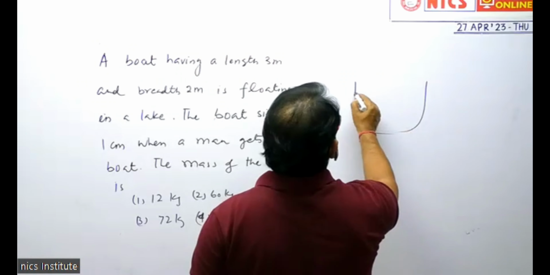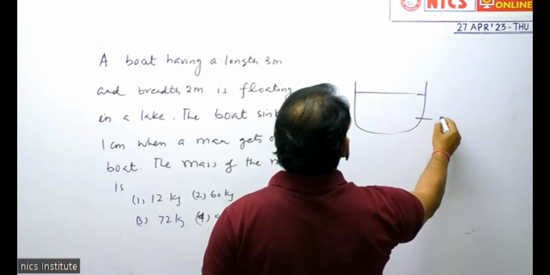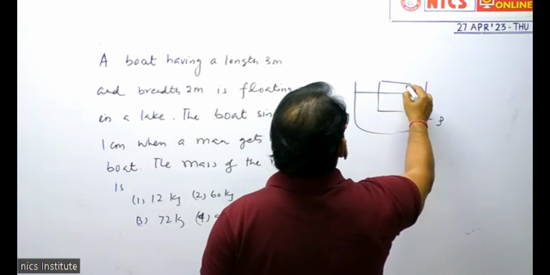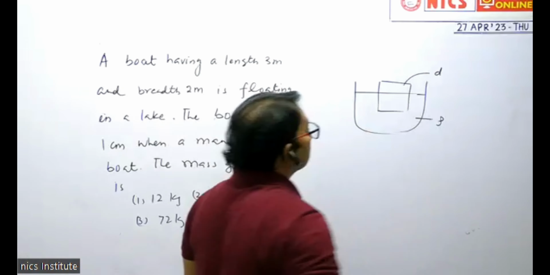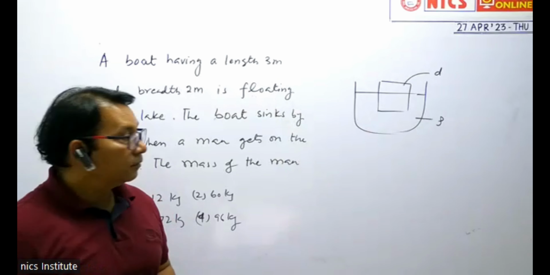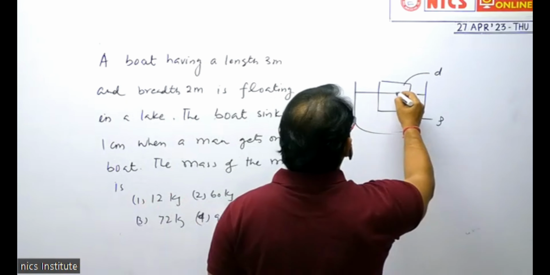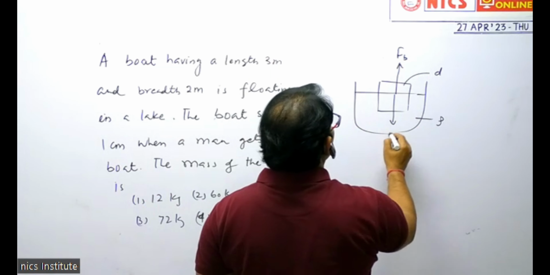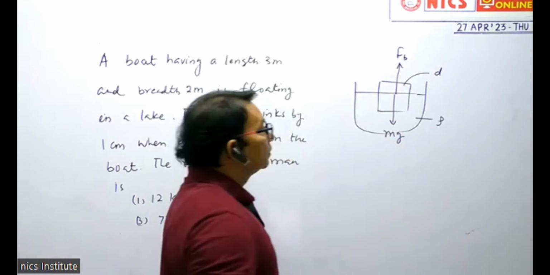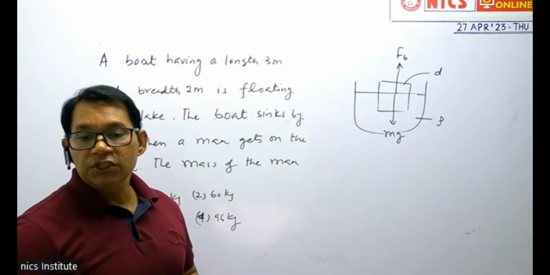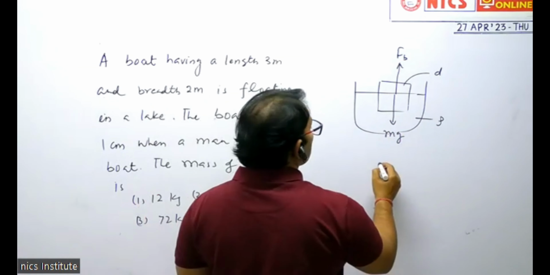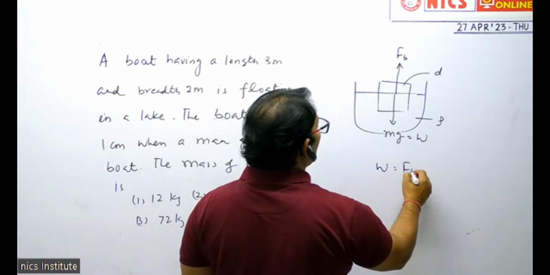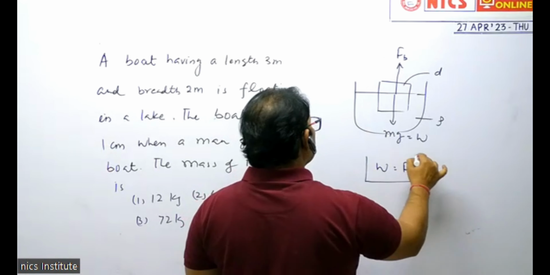Suppose you have a liquid of density rho and there's an object whose density is d, and the object is floating in the liquid. The forces acting are basically the upthrust, or the force of buoyancy, and the weight of the body, mg. Since these two are balancing each other, the weight of the object will be simply the force of buoyancy. So this is the condition of flotation.